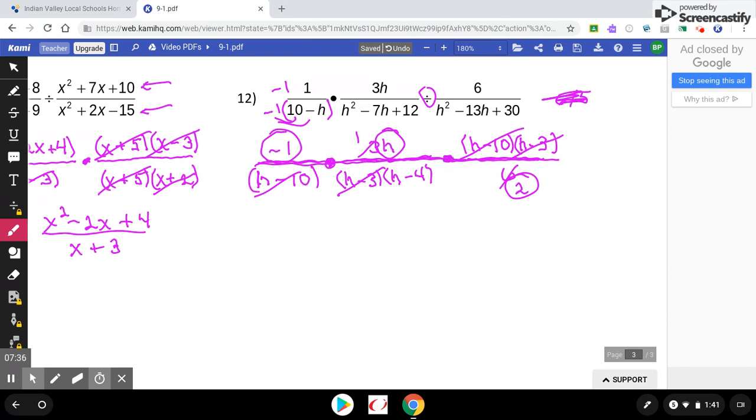So what's left on top? I get a negative 1 times that h. Negative h. And on the bottom, I have this 2 left, and I have this h minus 4. So I'm going to distribute that. And I got 2h minus 8. And that's it. So even though that problem looked like it was going to be crazy difficult, it actually wasn't that bad. But the key is factoring.